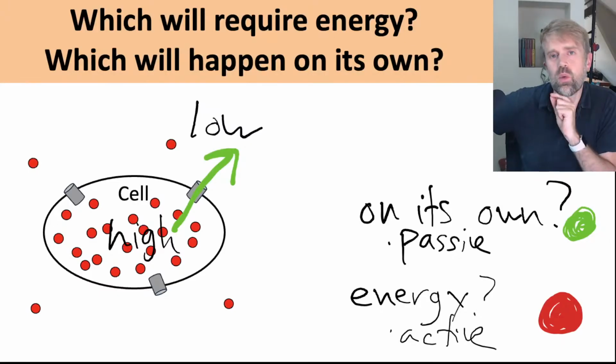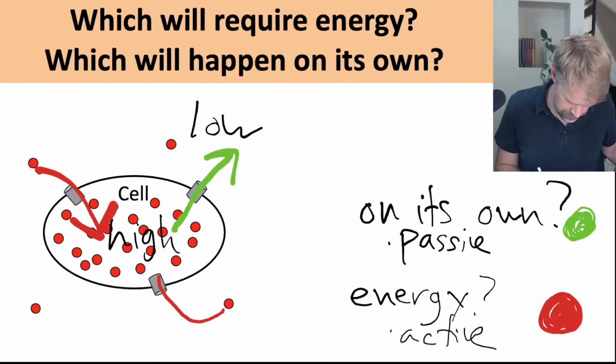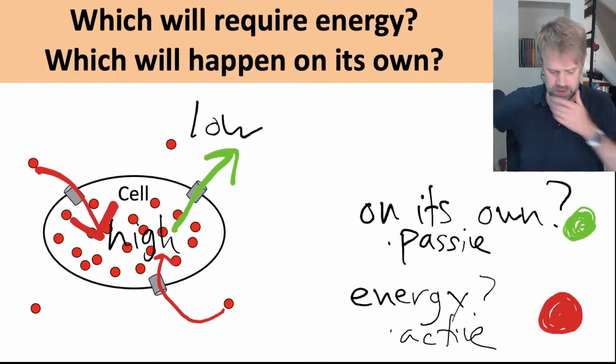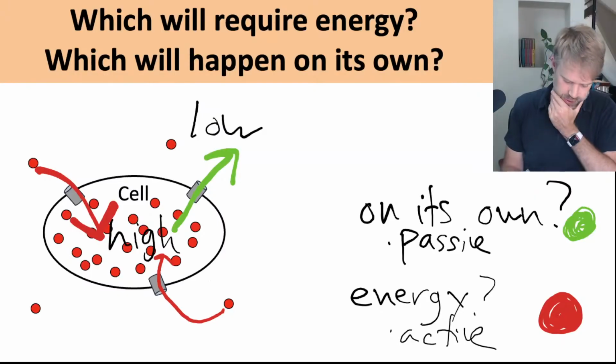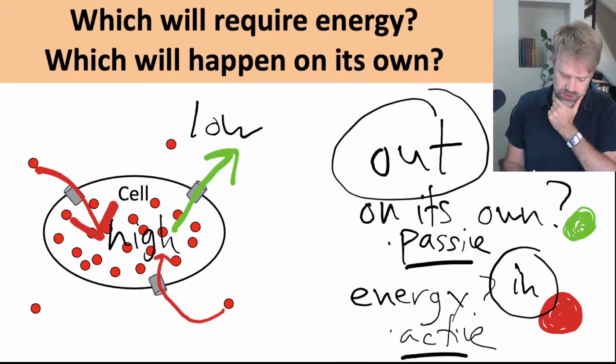What is going to require energy? It's going to require energy to do the opposite. It is going to require energy to get it into the cell. I should have drawn it through the channel here. It is going to require energy to go in. So to sum this up, out, it will leave the cell on its own. It will need energy to get it in. And that's going to be an active transport process.